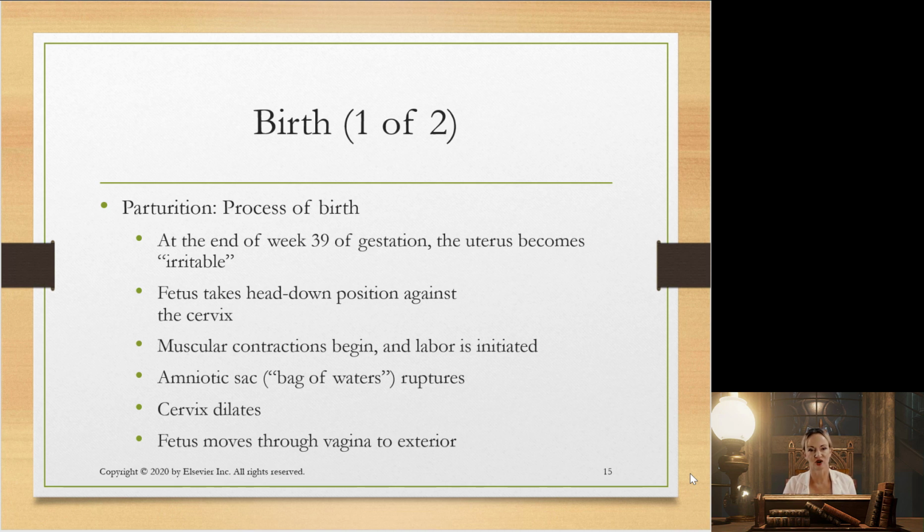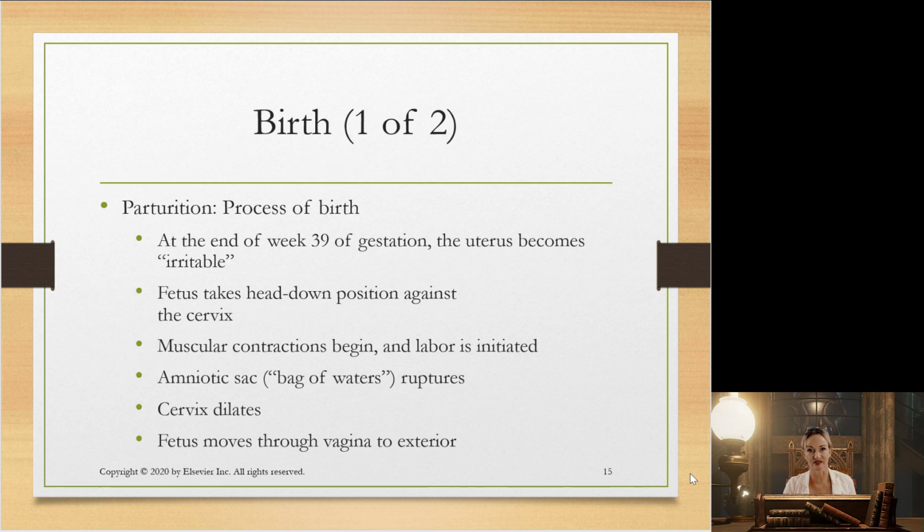Now let's talk about parturition. This is the process of birth. At the end of week 39 of gestation, the uterus becomes irritable. The fetus takes a head-down position against the cervix, with the spine towards the front of the mother's abdomen. The muscular contractions begin, and labor is initiated.